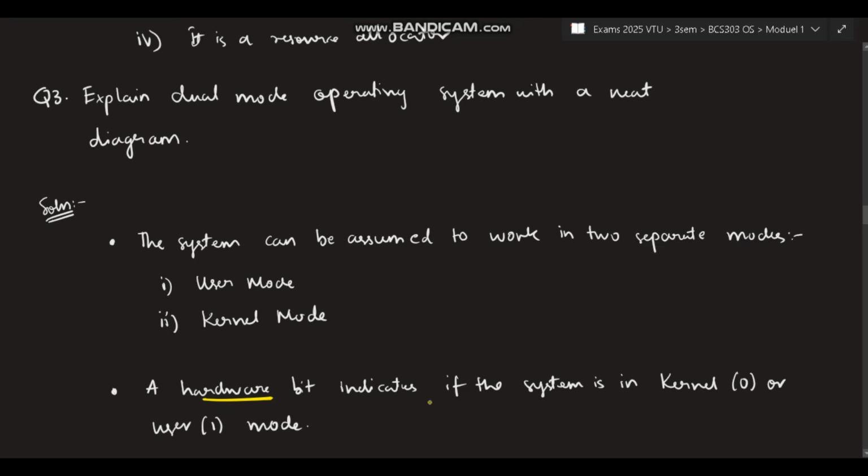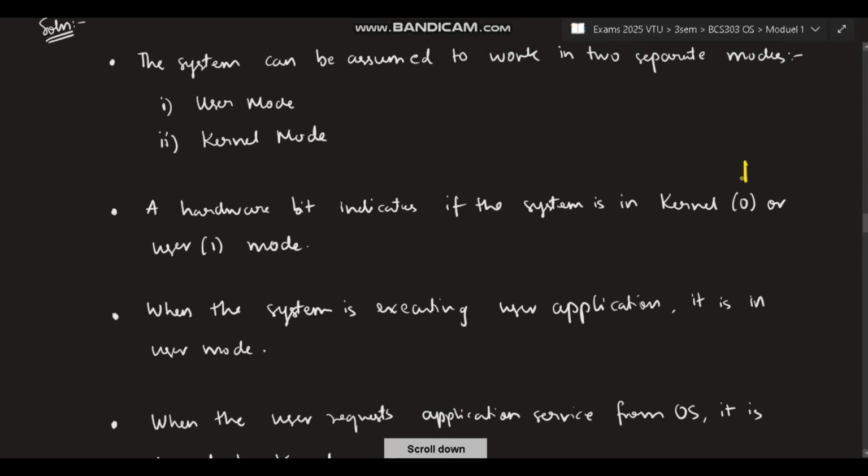A hardware bit indicates if the system is in kernel 0 or user 1 mode. So kernel is denoted by a 0 bit and user is denoted by a 1 bit. Whenever the hardware bit is 0, the system is in kernel mode, and whenever it is 1, the system is in user mode. Now, what is the difference between them?